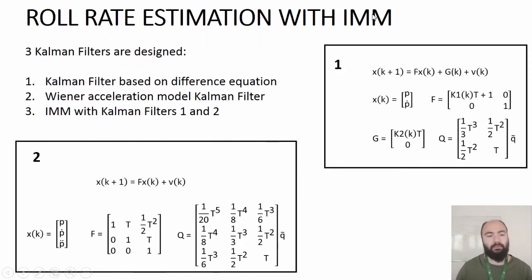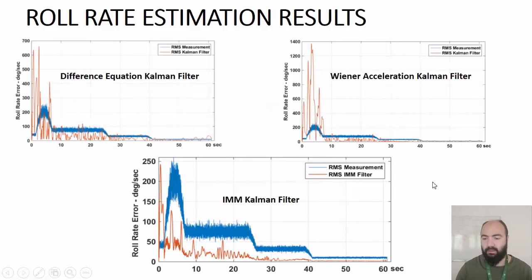We designed 3 Kalman filters. The first one is related to our difference equation model, and it's a two-state Kalman filter. The second one is the non-Wiener acceleration model Kalman filter, and it has 3 states. The third filter is the integration of the first and second models with the IMM algorithm. The details of the IMM algorithm can be found in our paper, of course. Due to the limited time, I need to skip the details of the algorithm and the results.